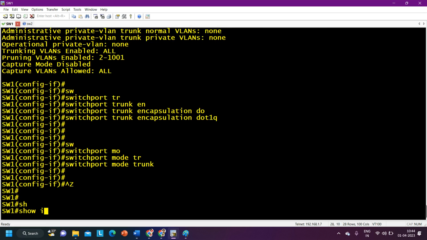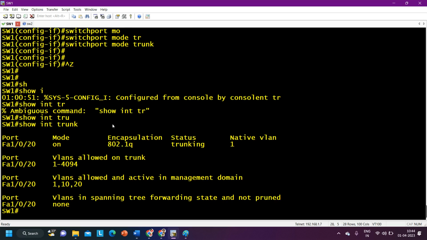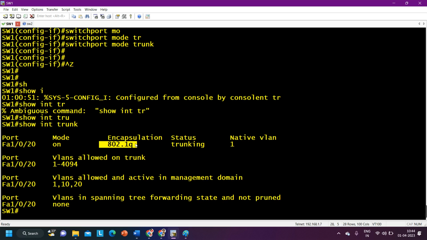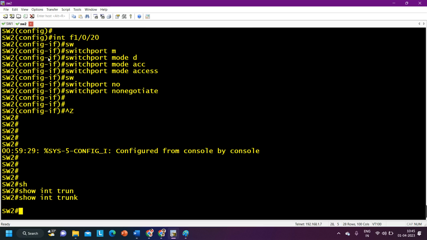Now here you can see, show interface trunk. So f0/20 is configured as trunk. Encapsulation protocol is what? Dot1q, right? Status is trunking, native VLAN is 1. Okay, on switch number 2, show interface trunk, no. So if you have disabled negotiation manually, you have to configure trunking on both sides.